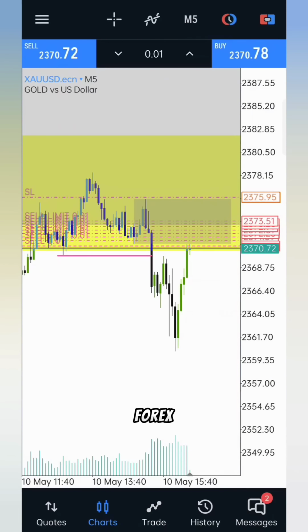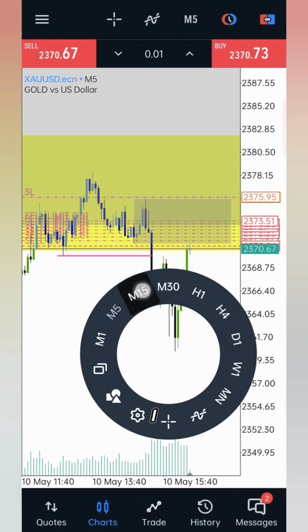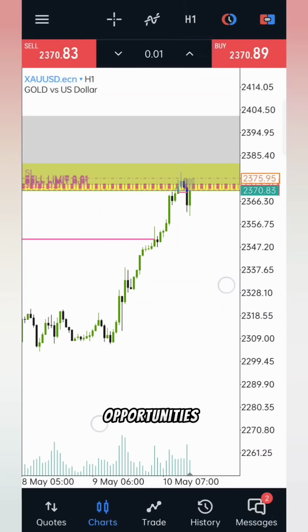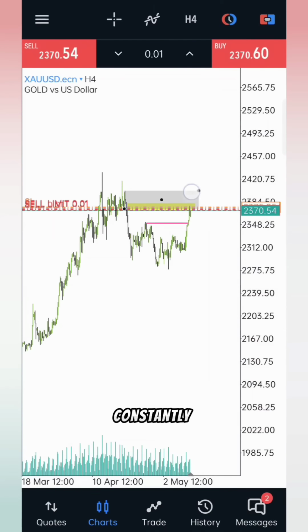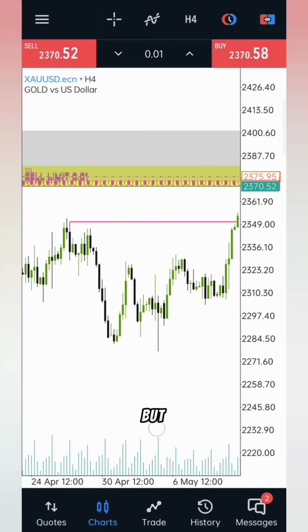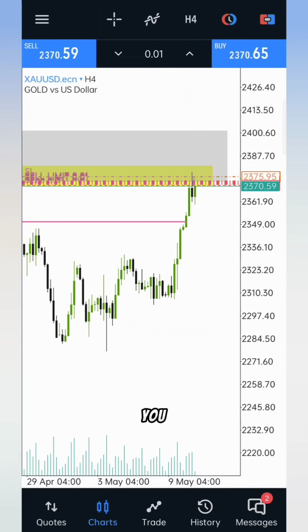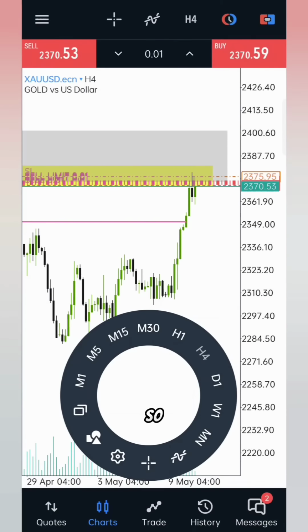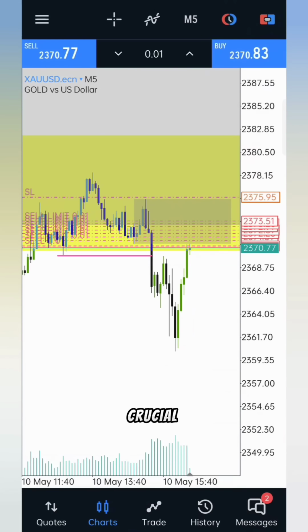Guys, I've been in Forex for almost 7 years, and I can assure you that the market creates opportunities every day. The market will constantly provide you with new opportunities, but if you take the whole risk and lose, you will never become skilled in winning. So, risk management is very crucial in Forex, and you should always focus on that.